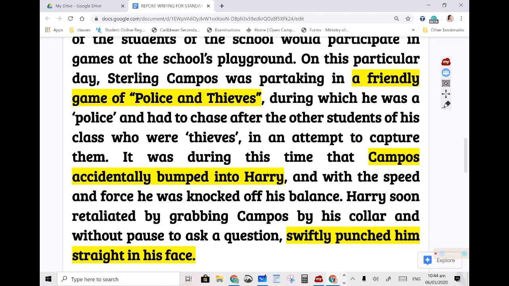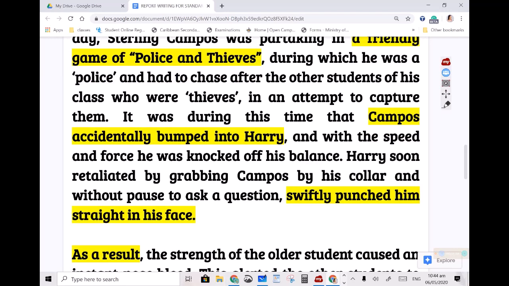It was during this time that Campos accidentally bumped into Harry. So this was actually what occurred. So we highlighted what led to this aspect of Campos accidentally bumping into Harry. And with the speed and force, he was knocked off his balance.